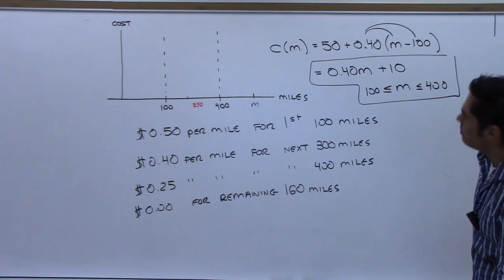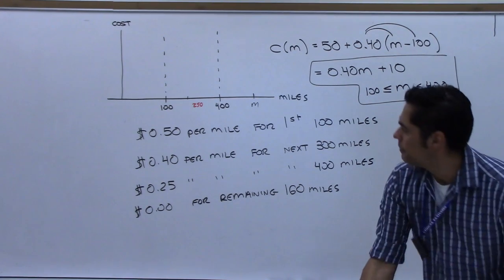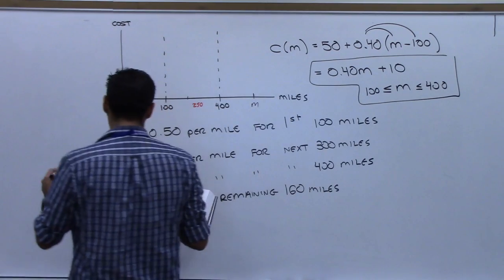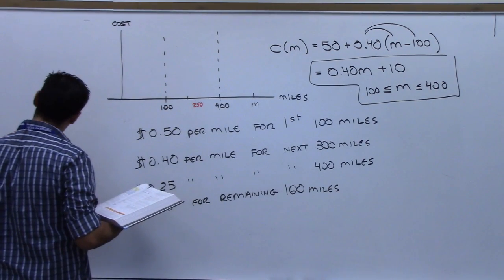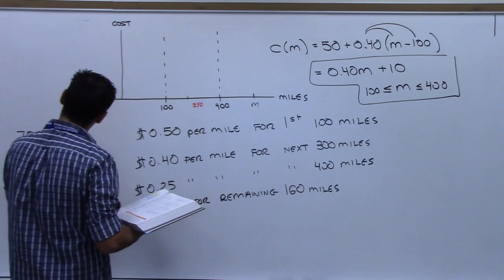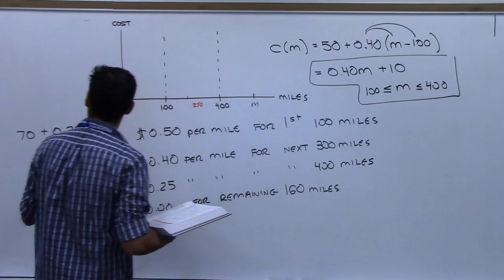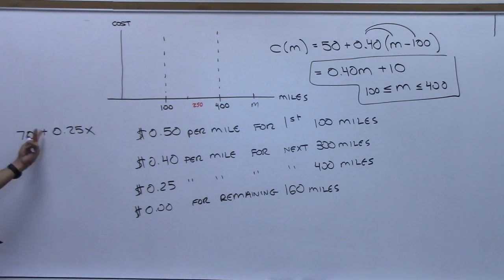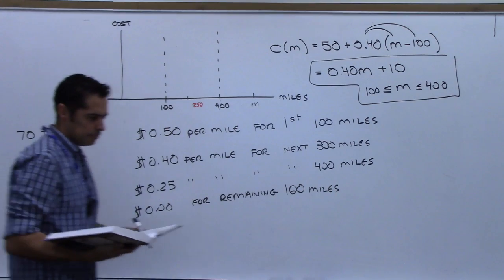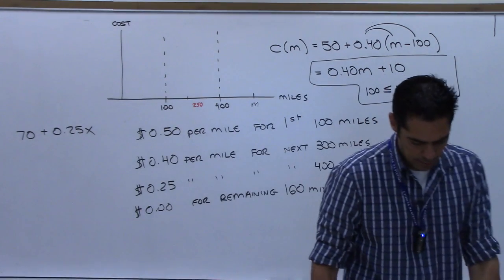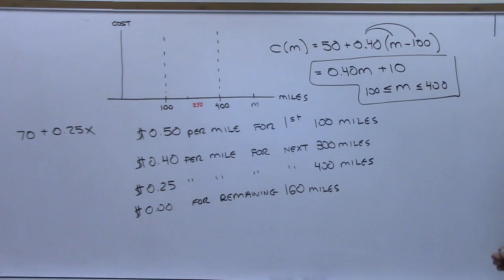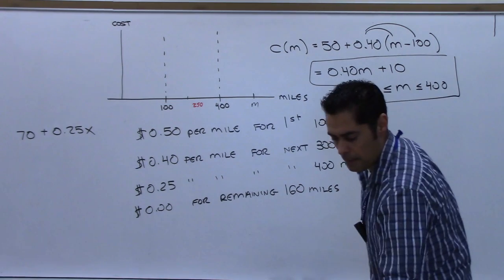Part C, I'll tell you what the answer for part C is. For part C, I'll let you do it on your own. It's 70 plus 0.25x. Or you could write it the other way around. Questions?